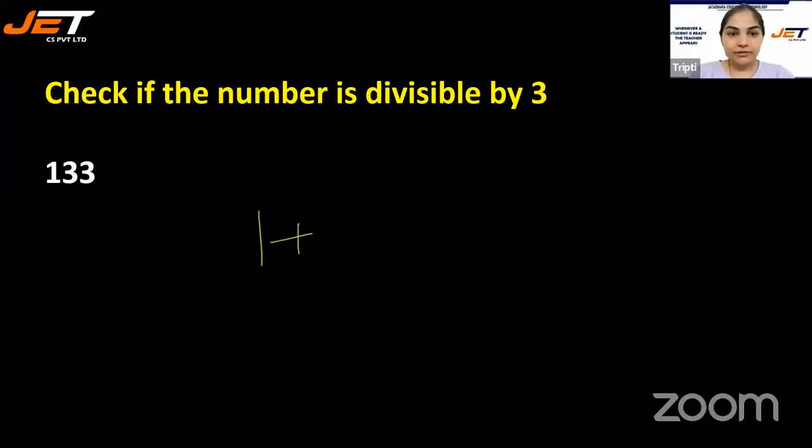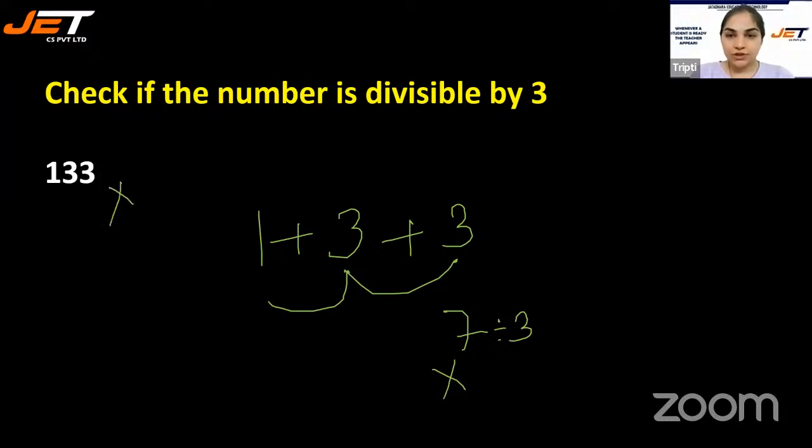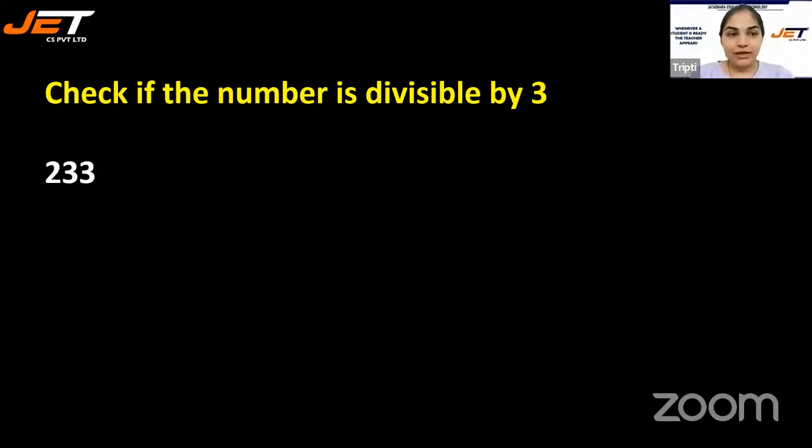133. 3 plus 3, 6 plus 1, 7. No, 7 is not exactly divisible by 3. So this is also not divisible by 3. 233.